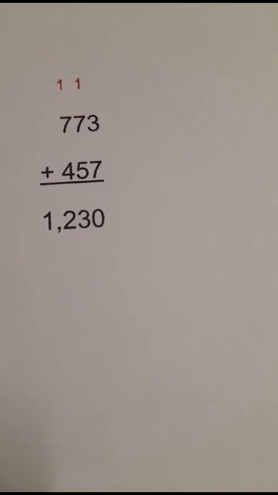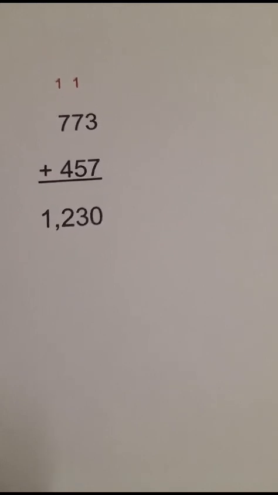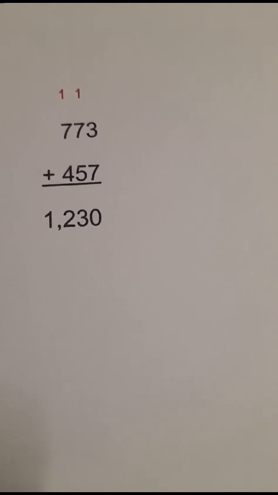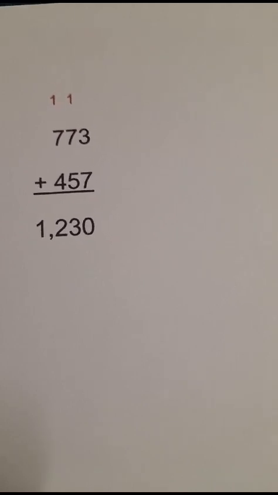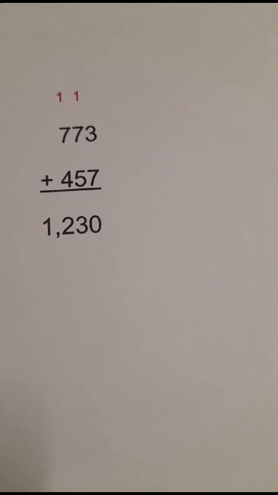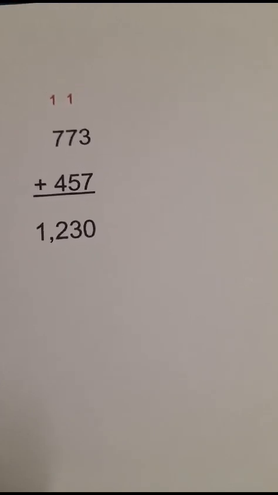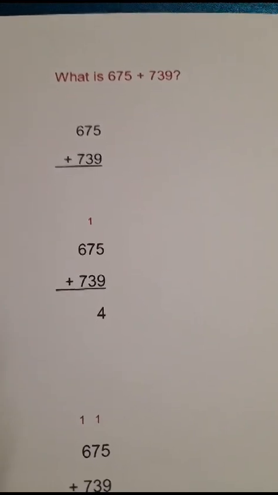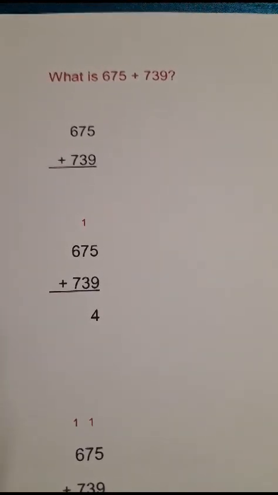Then we put a comma before the 2. Then we put the 1 in front of the comma. Therefore, 773 plus 457 equals 1230. What is 675 plus 739?